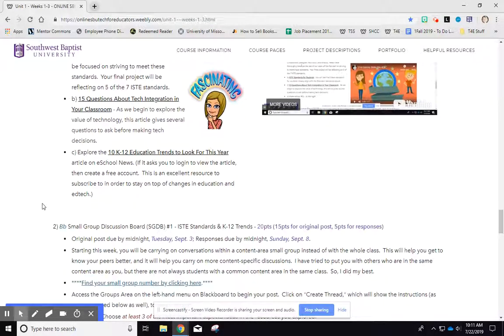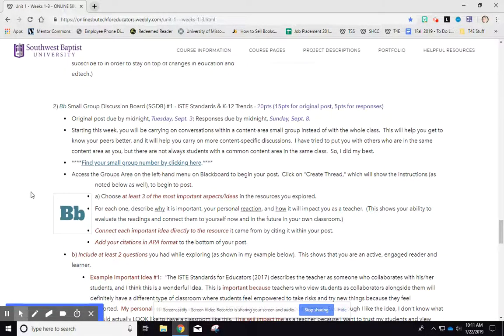So look at those. And then as you're looking through that, you're going to be thinking about the 3 most important ideas or aspects of the resources you explored, and you're going to write about those in your Blackboard discussion board for this week. This is the first week you're going to be in small groups instead of whole groups, and so you're going to find your small group number there.